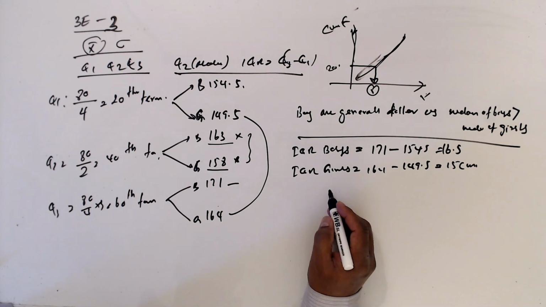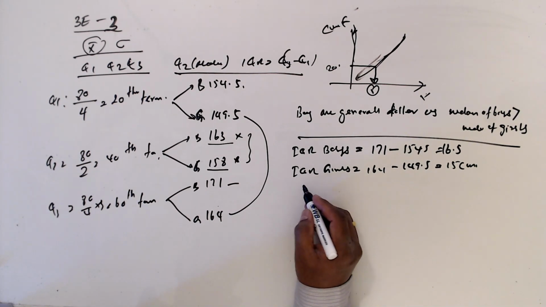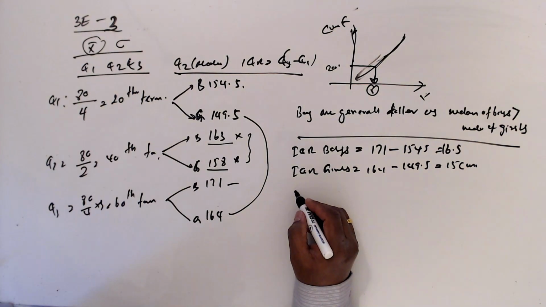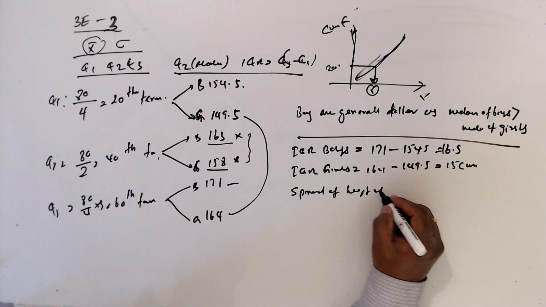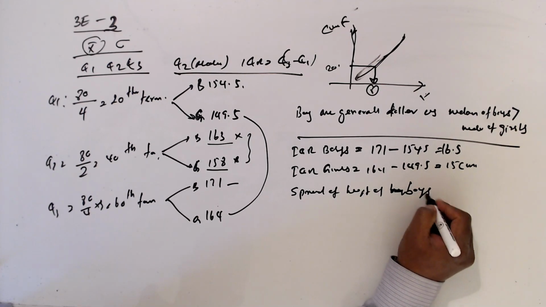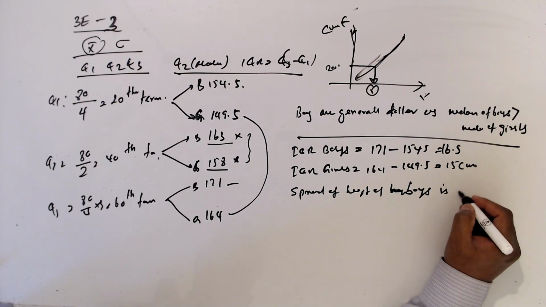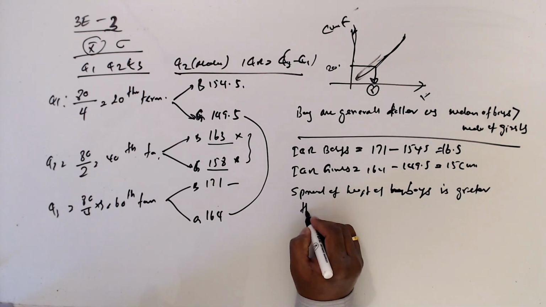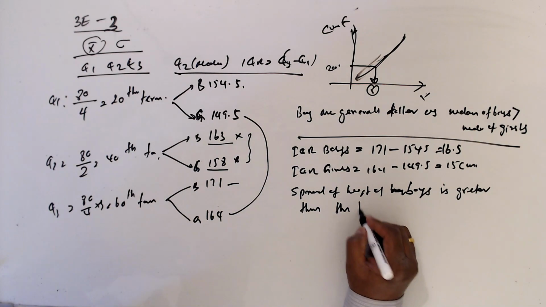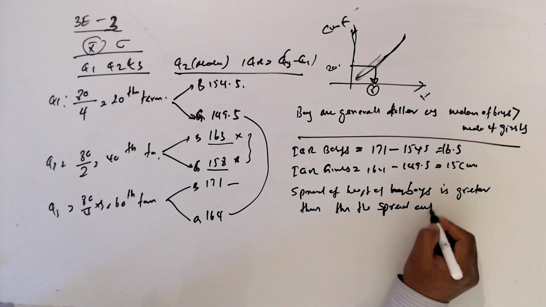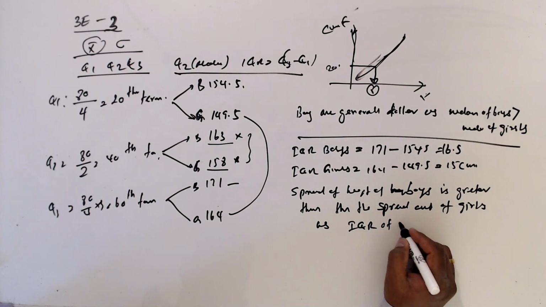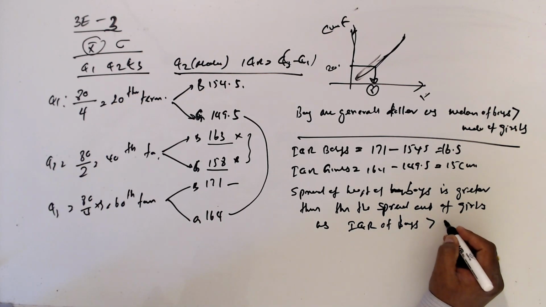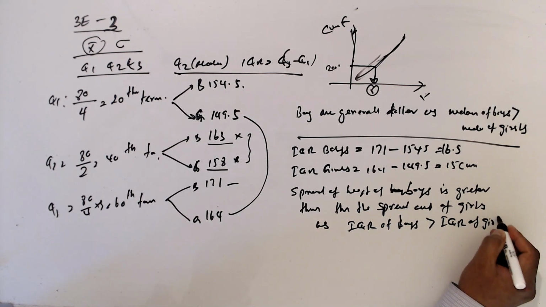So the spread of the height of boys is greater than the spread of the height of girls, as the IQR of boys is greater than the IQR of girls.